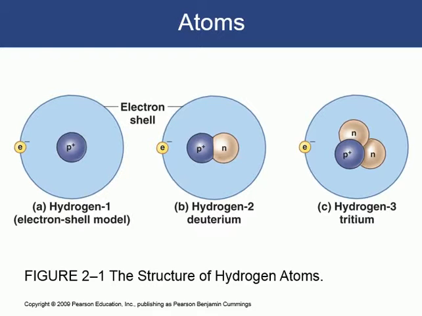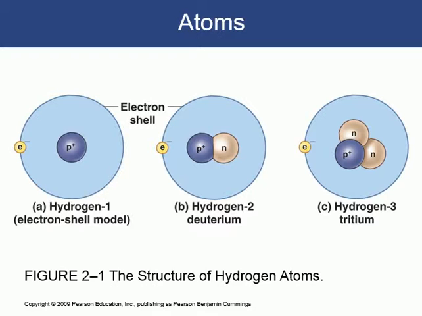If you look at this, hydrogen 1, 2, and 3. Hydrogen 1, this is a normal one. For atoms, you're supposed to have the number of protons be the same as the number of electrons, and there are some exceptions. So if you're looking at hydrogen, you have one proton and one electron.